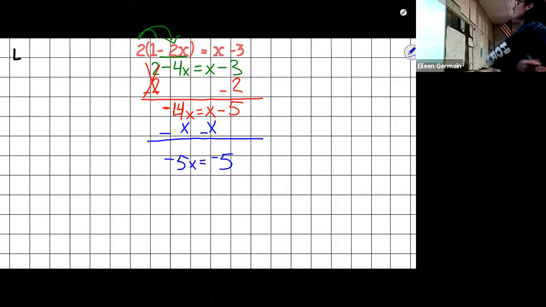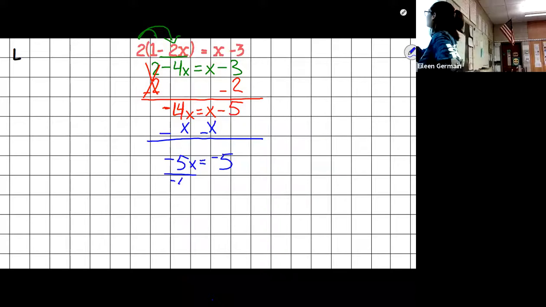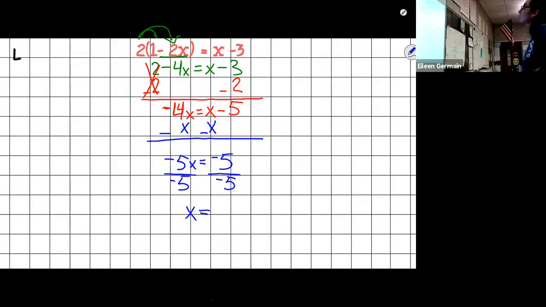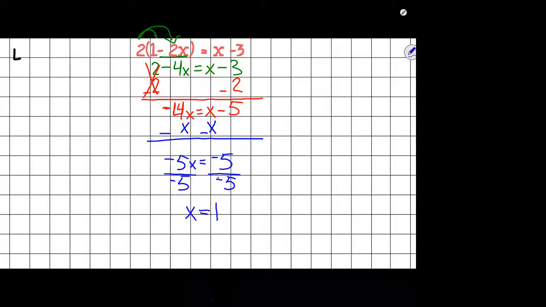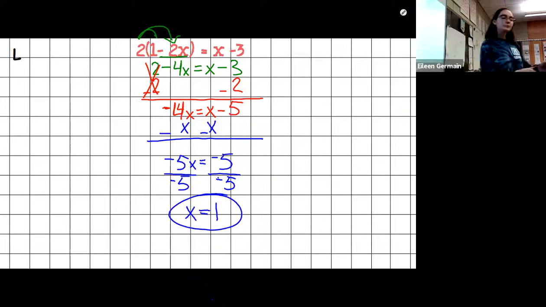Perfect. So then how do I isolate my x and get it all by itself? You divide. By? Minus 5. Negative 5. Very good. Divide by negative 5. And I'm going to get x is equal to what number, Adam? 1. Very good, because a negative divided by a negative is a positive. X is equal to 1.